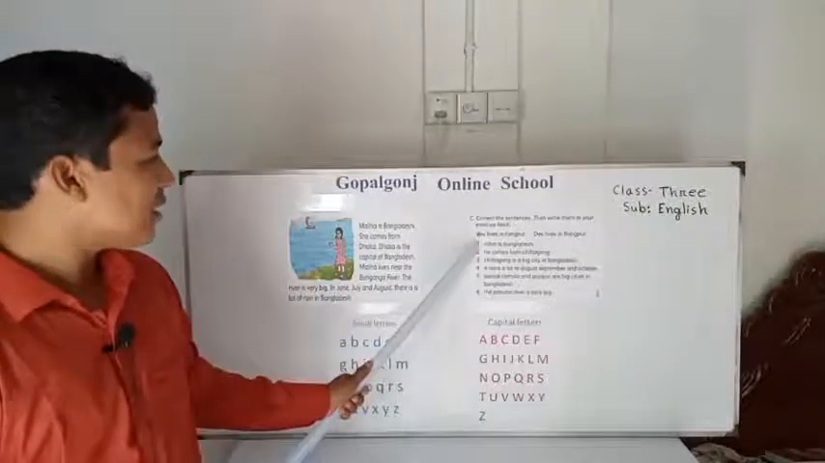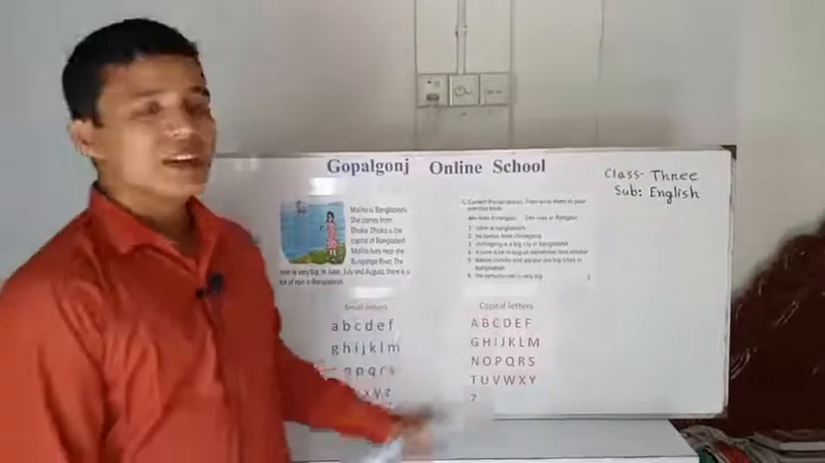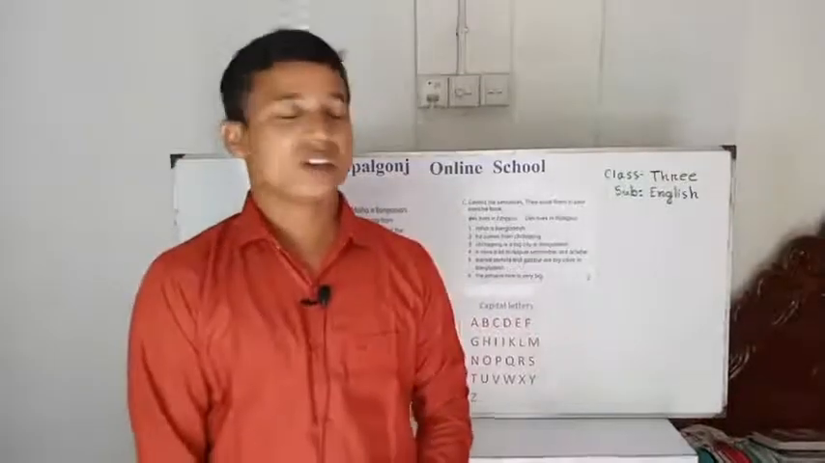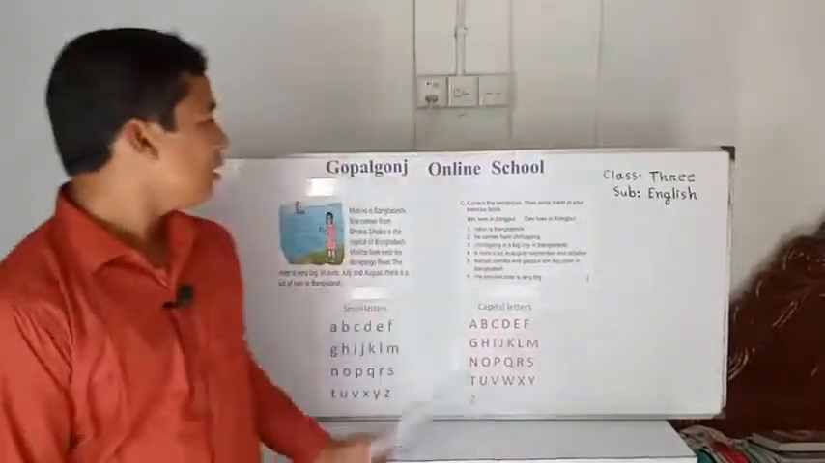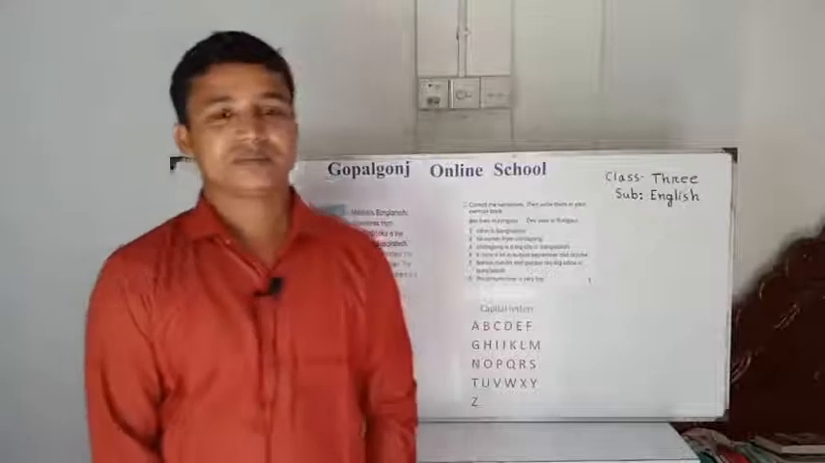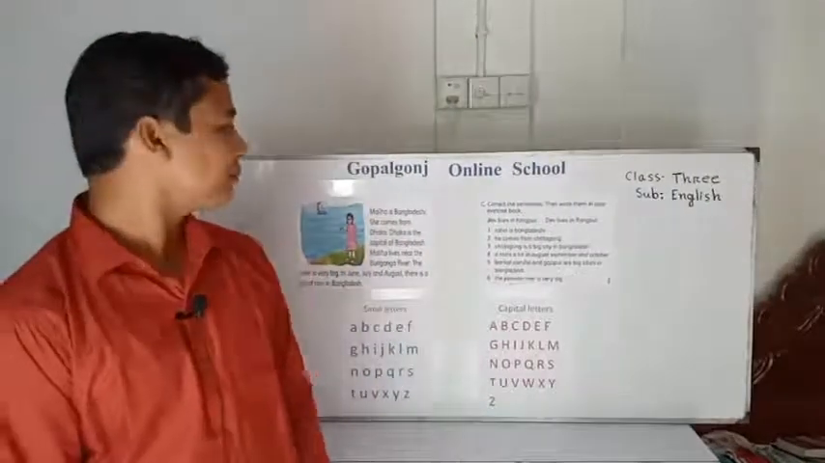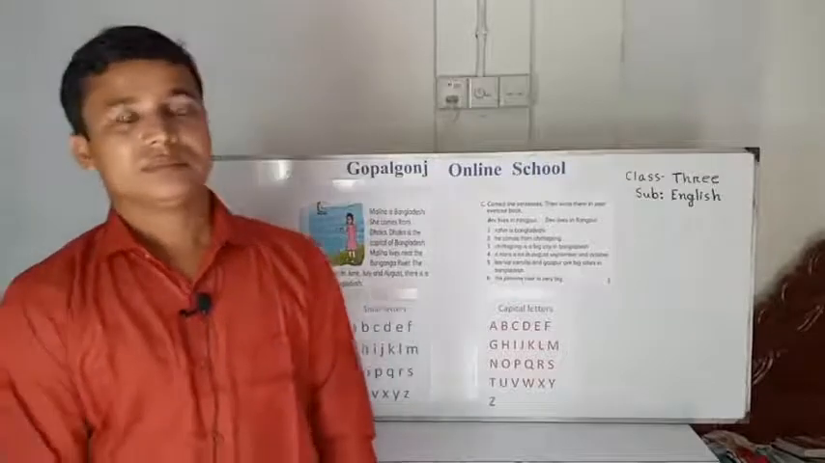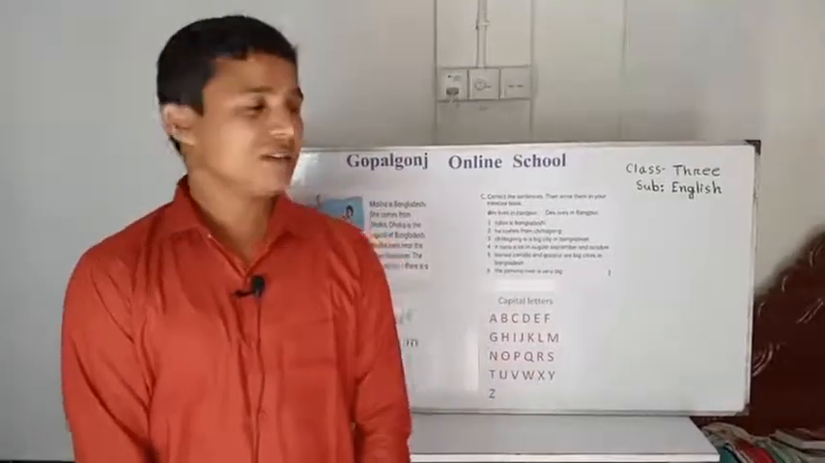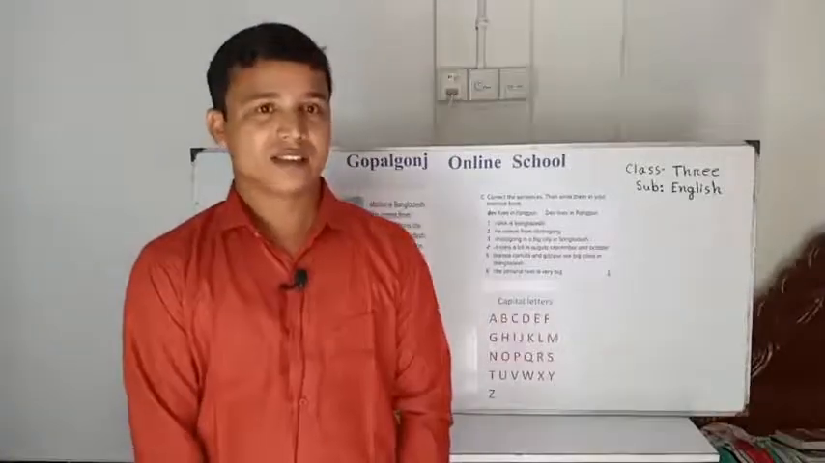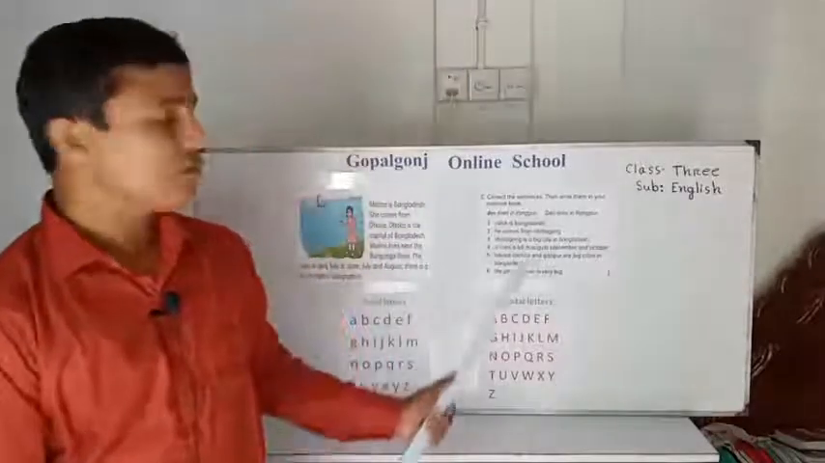Look at the first sentence. Rahan is Bangladeshi. What do you think? Where should we use capital letters? Please think. Rahan is Bangladeshi. Think yourself. Where will you use capital letters? I think you have thought about it and you will also be able to give the right answer. But I am telling you.